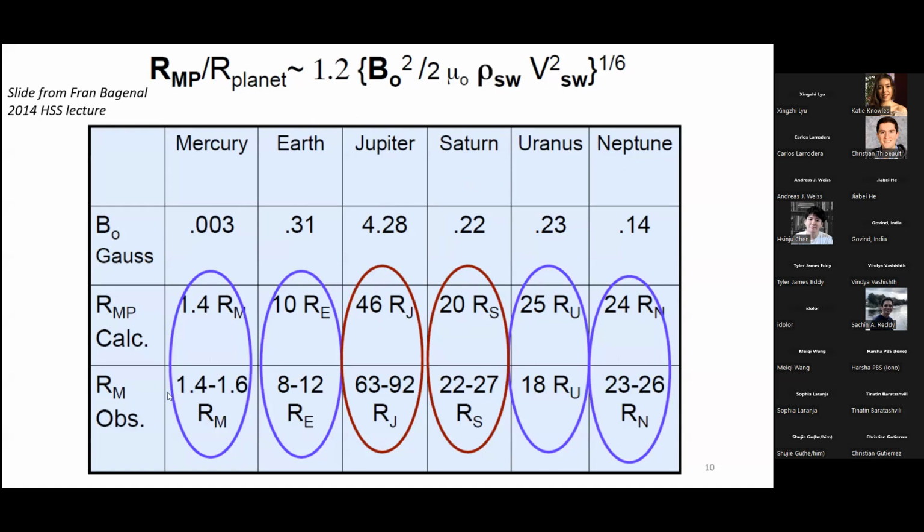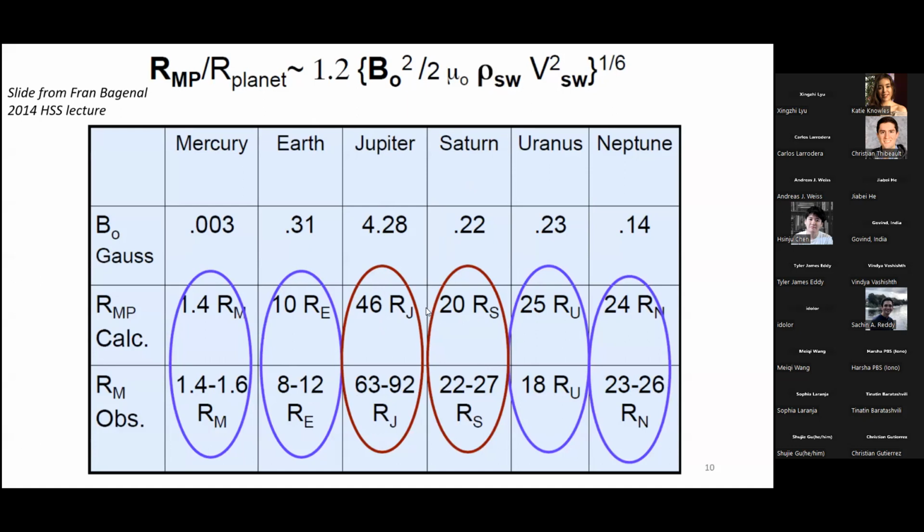Okay, then if you look at what you actually measure, you see there are these ranges, and these ranges of values have to do with the fact that the solar wind is changing with time, so there can be more or less pressure exerted, and the magnetopause can move in and out as you exert more or less pressure. So that's where these ranges come from.